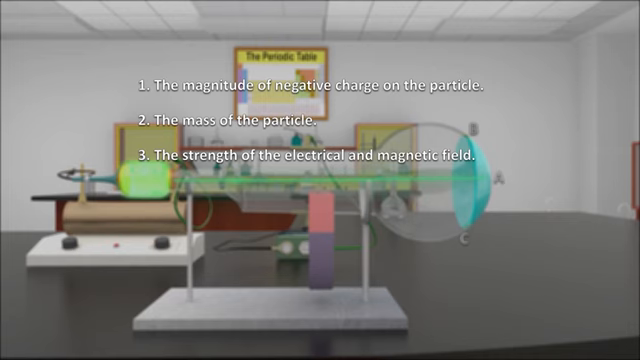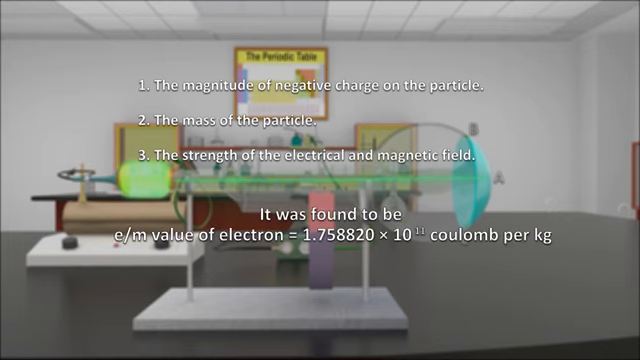Thomson calculated the charge to mass ratio of an electron by accurately measuring the deflection of electrons when varying strengths of electric and magnetic fields were applied. His efforts culminated in measuring the charge to mass ratio of an electron, which was found to be 1.758820 × 10^11 coulomb per kg.